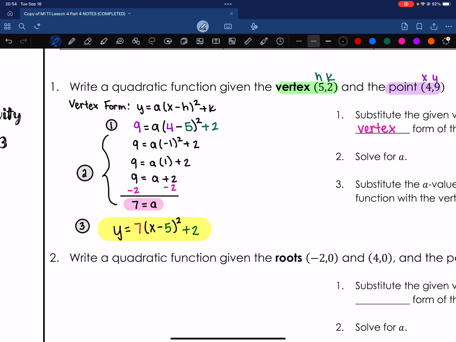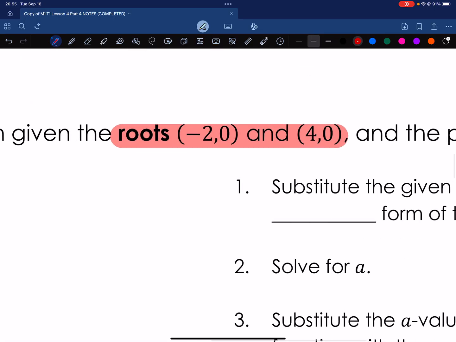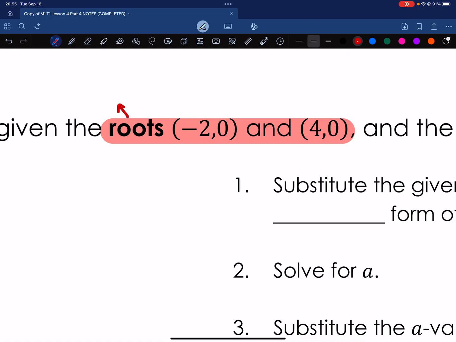Okay, so looking at the next one: write a quadratic function given the roots (-2, 0) and (4, 0), and the point (1, 6). What I need you to know is that even if it didn't say roots, these two points are x-intercepts, our roots, our zeros, our solutions. So again, we need to tie in all the words that go with it.